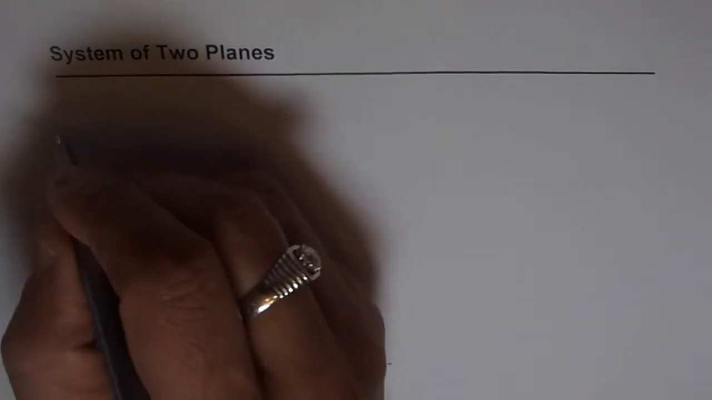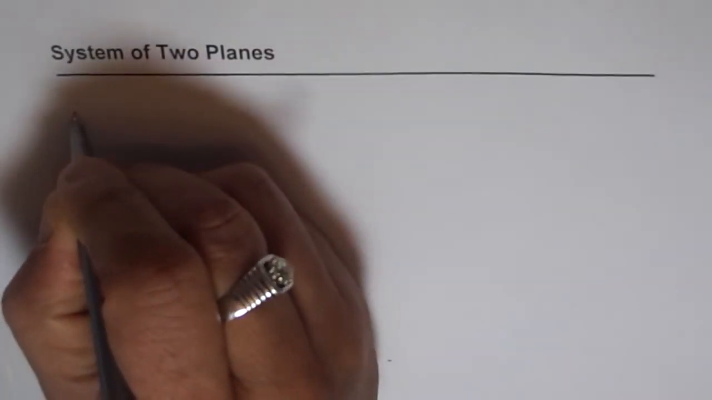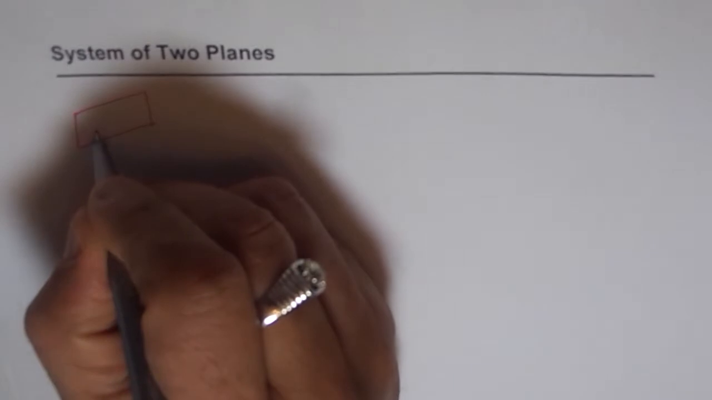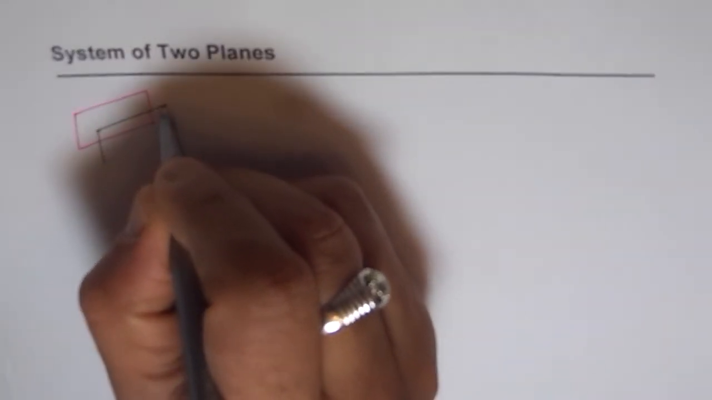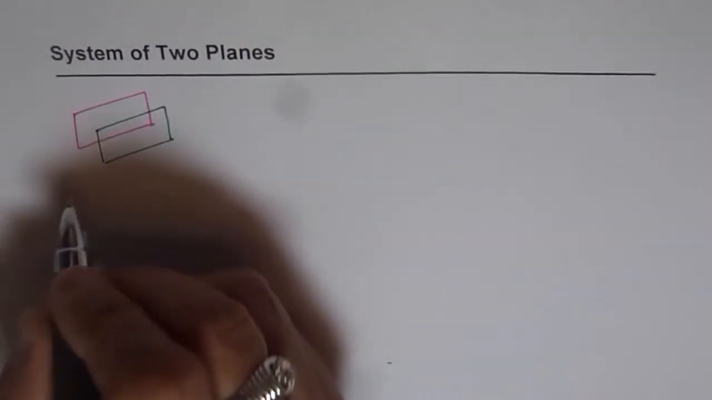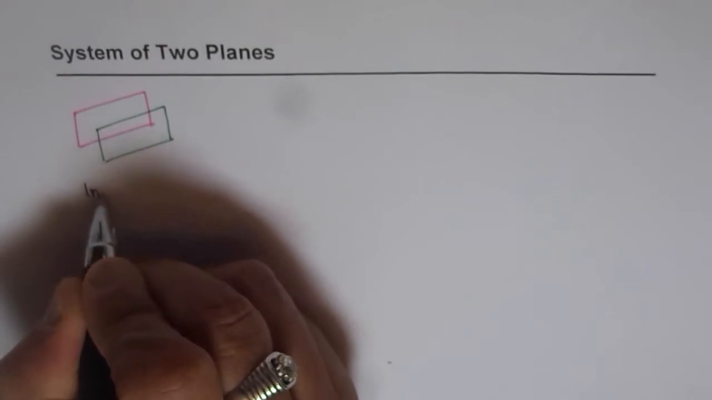One in which they don't intersect. That means they're parallel, right? So we have two planes here. This is one, and then we can draw the other one in a different ink. Say this is the other one. Now these two planes are parallel planes and they do not intersect. So if they don't intersect, we say that the system is inconsistent.